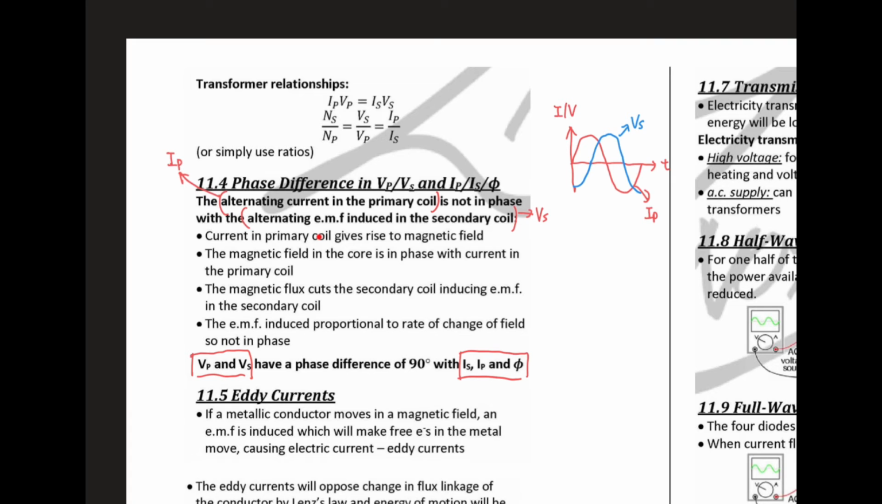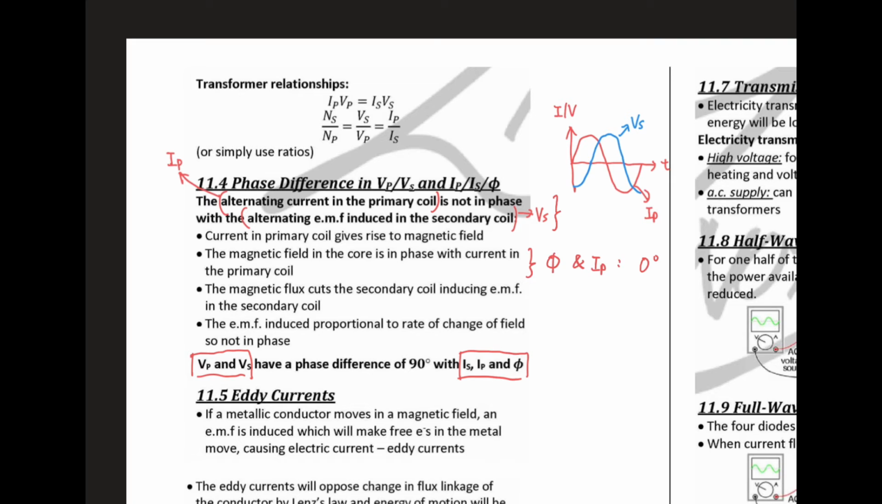So the function of IP that enters the primary coil is to produce magnetic field, and then the magnetic field will cut the secondary coil, right? So you see the next point. The magnetic field in the core is in phase with current in the primary coil. So they are trying to say that the magnetic field is phi and current in primary coil is IP. The phase difference is 0 degree. So they are saying this.